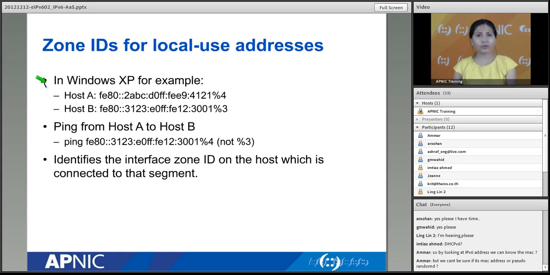So for all of you using Windows, you can see that in your IPv6 address, there is something with a percentage after your IPv6 address. So in this case, we have a link local address here. FE80, remember FE80, that's because link local addresses start with FE80. Then you have this, and then a percentage 4. Now, can I ask you from here, can you tell me if we're using EUI64 here or not? Can you tell me?